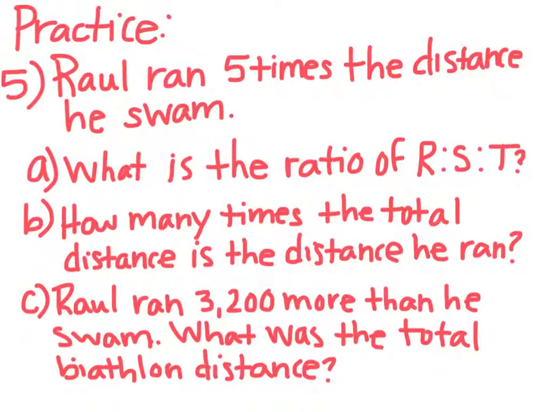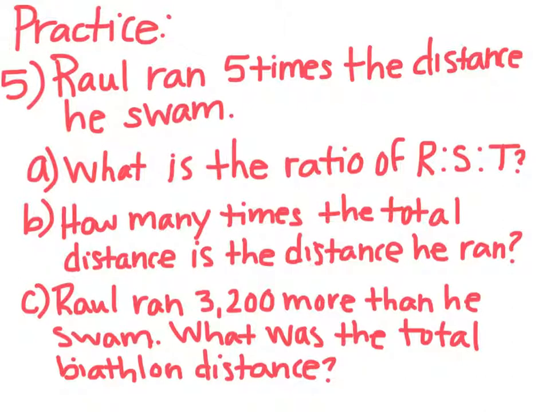All right, let me walk you through this fairly complicated problem with lots of parts. In a swim and run biathlon, Raoul ran 5 times the distance that he swam. Question A asks, what is the ratio of the distance he ran to the distance he swam to the total distance of the biathlon? That one's pretty straightforward. Part B asks, how many times the total distance is the distance he ran? Again, be careful here because it's asking you how many times the total, so you want to make sure your answer is in fraction form.